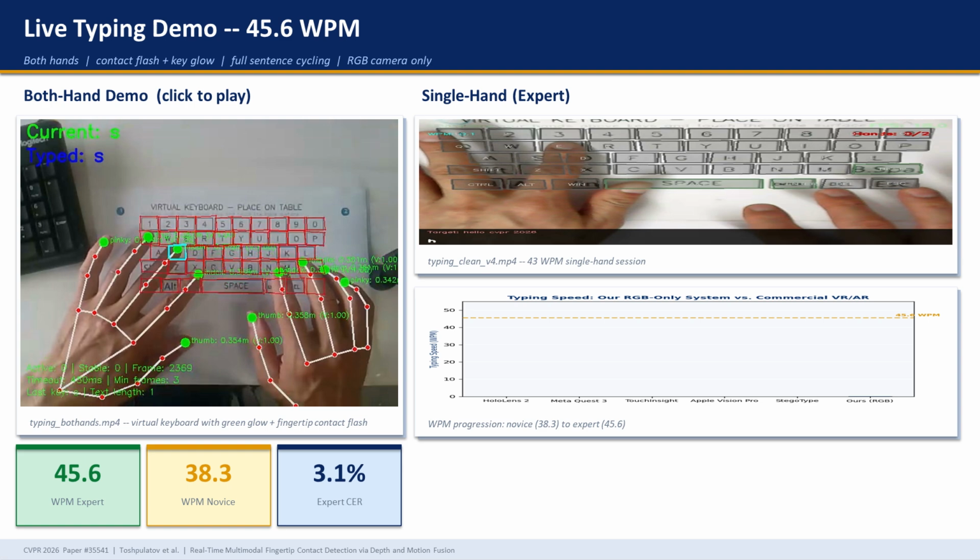Here is our system running live. Manual typing at 45.6 words per minute. Contact events shown as green key glows at the exact moment of touch. Single RGB webcam, 30 frames per second, 98 millisecond latency.